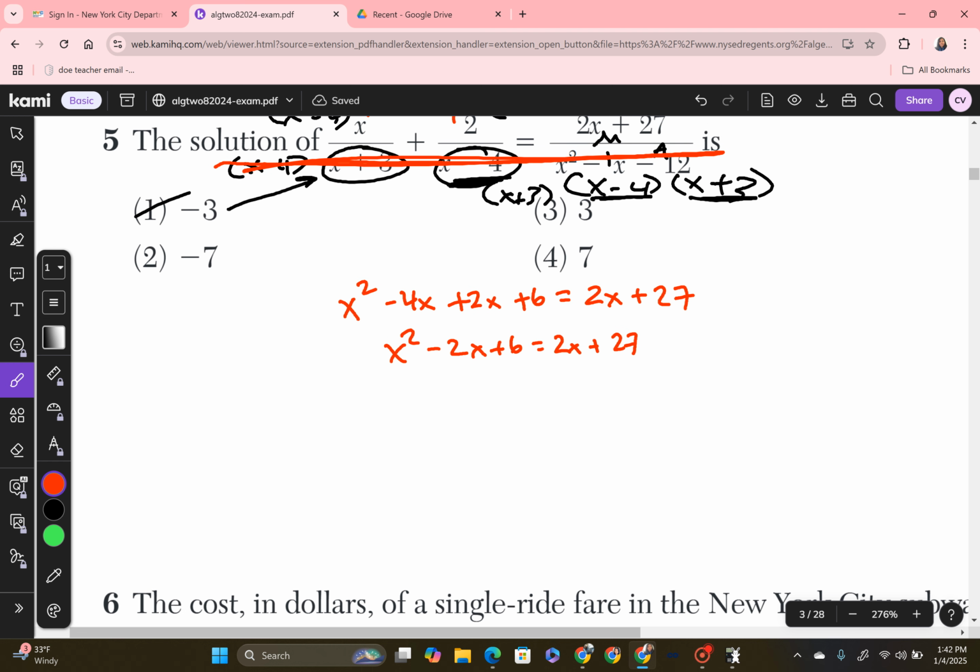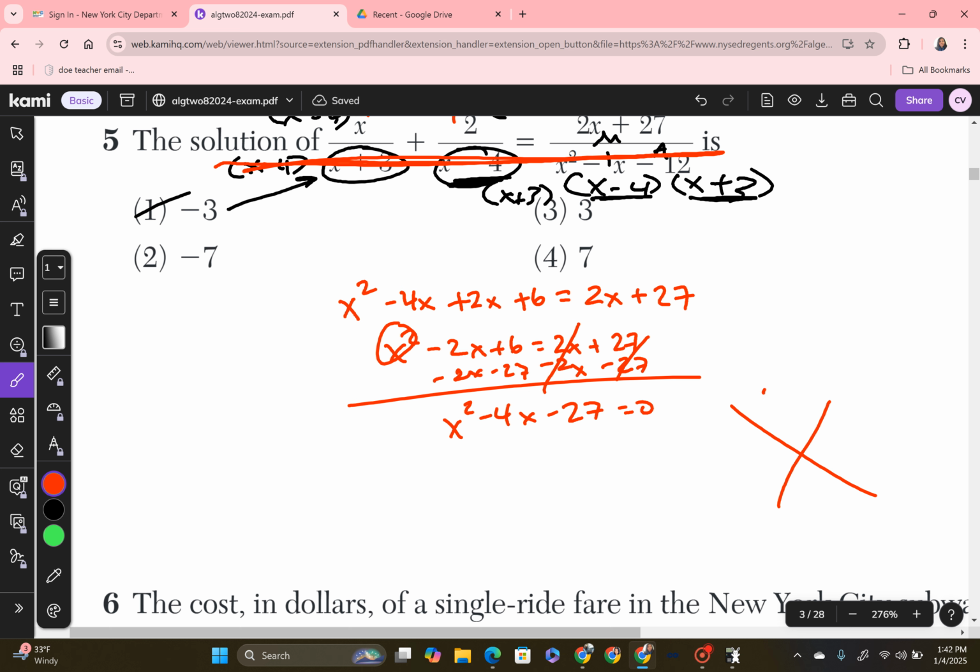We want to set one side equal to 0. It's easier to keep this x squared positive. So minus 2x minus 27, minus 2x minus 27 cancels. So x squared minus 4x minus 21 is equal to 0. Good. This is what we want. So we're looking for two numbers that multiply to give us negative 21 and that add to give us negative 4. What are they? Wait, not 27. 6 minus 27 is negative 21.